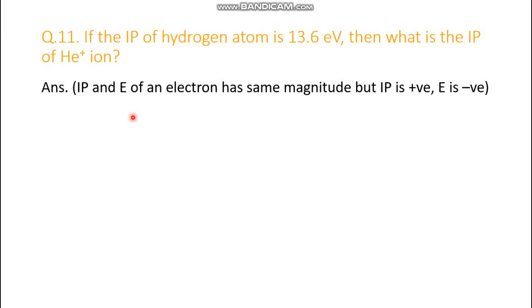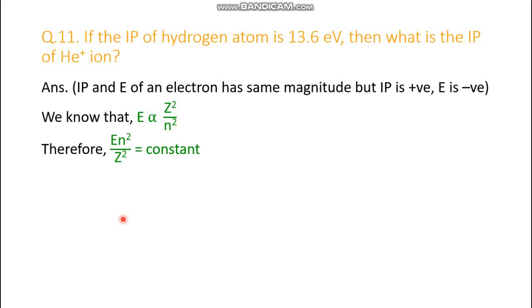So you have to provide the electron with some energy. The electron takes up some energy and gets dislodged from its position. That is the ionization potential. So ionization potential and energy of an electron have the same magnitude but opposite signs. In the case of energy of an electron, it is negative. In the case of ionization potential, it is positive. Now we have the relationship E varies as Z square by n square. The minus sign is irrelevant here.